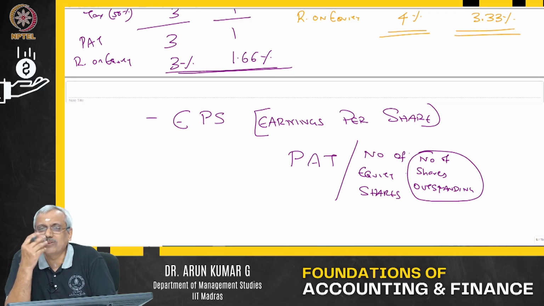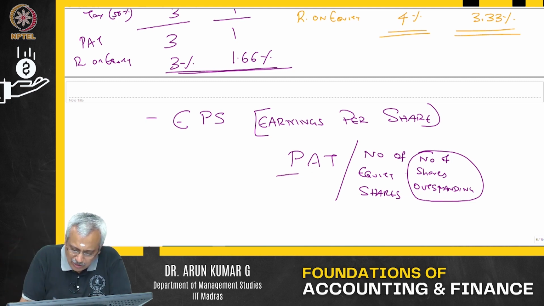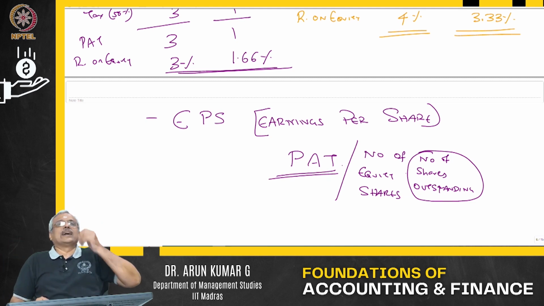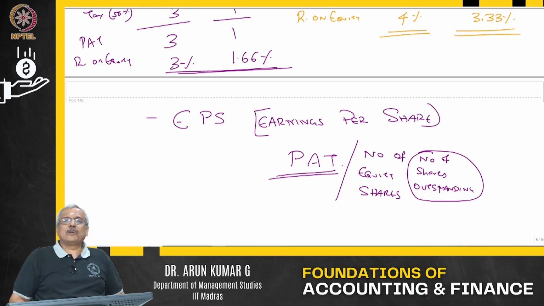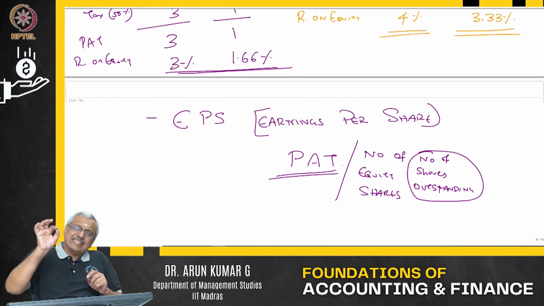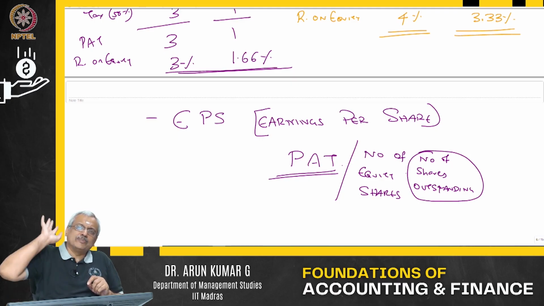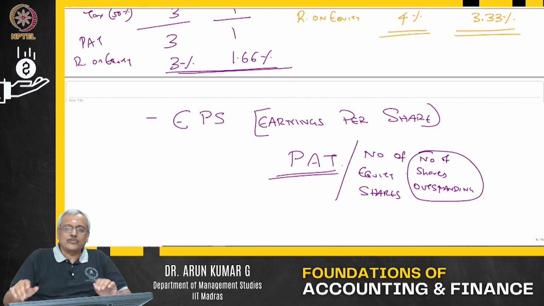The company has 10,000 shares. The profit after tax is something. Now, what is the earning of each share? Because profit after tax belongs to whom? It belongs to the equity holders. Profit after tax belongs only to the equity holders. So what is the earning each share has made? That is what we call the EPS, or earnings per share.